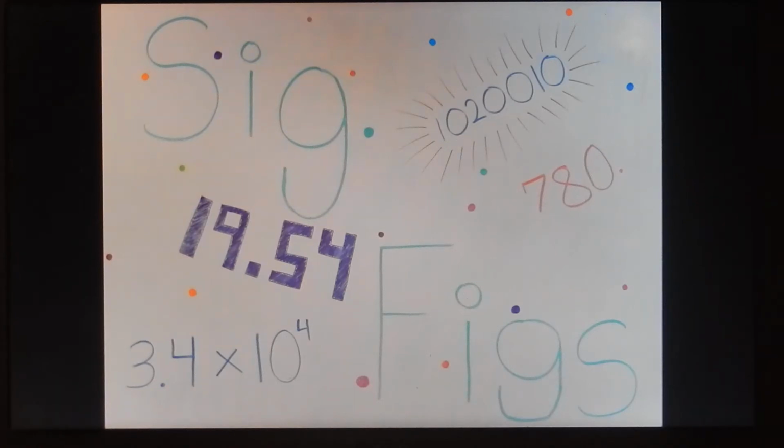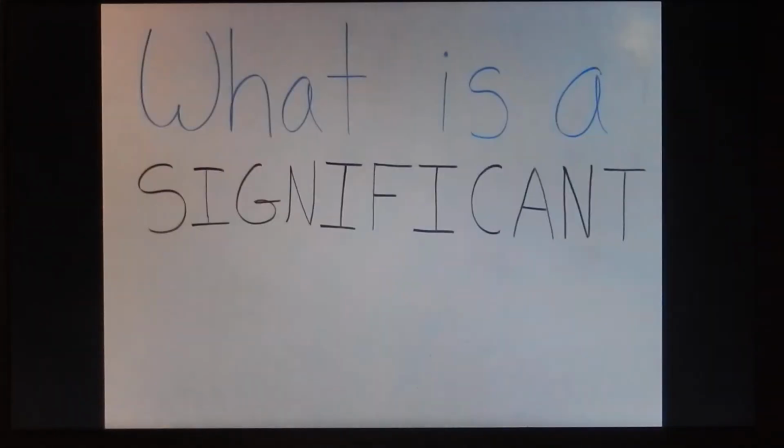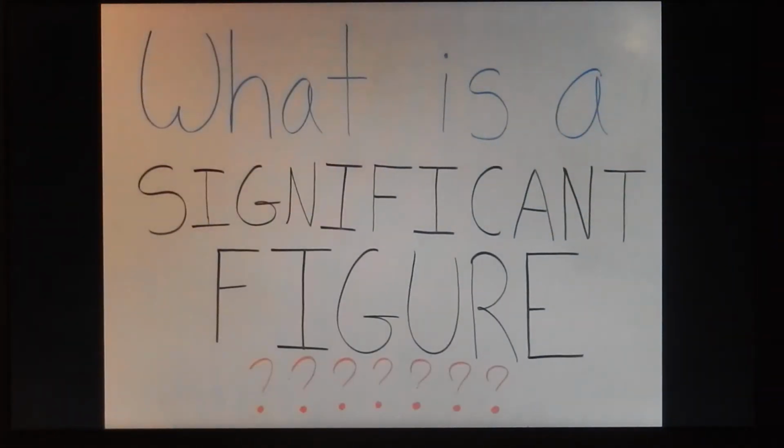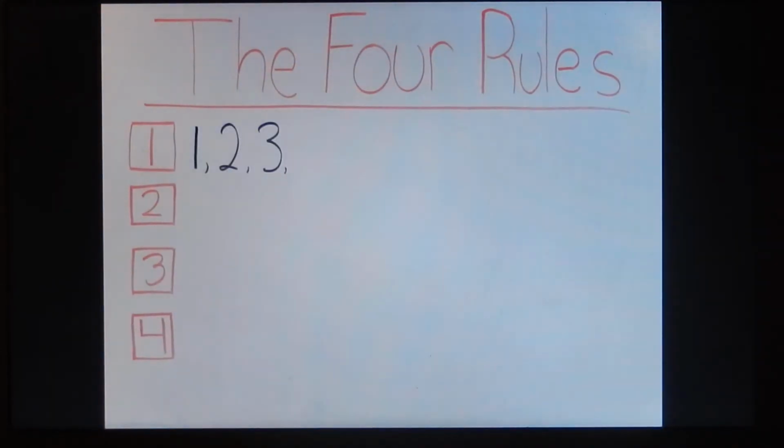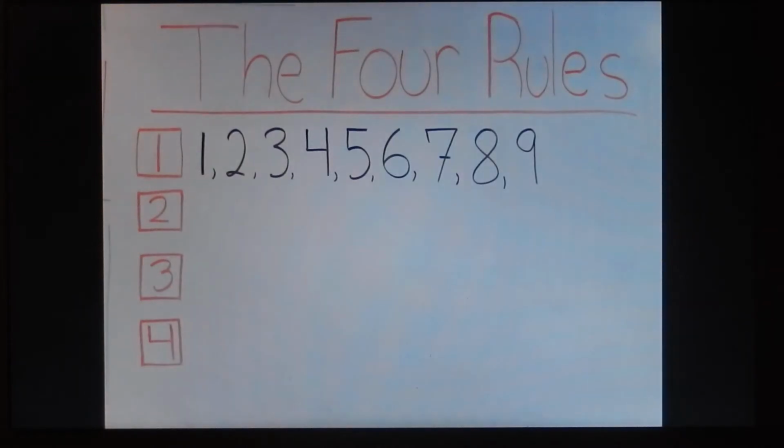also known as significant figures. Teachers love them, students hate them. What is a significant figure? Significant figures give an idea of the accuracy of a number. The 4 rules. Rule 1. Non-zero numbers 1 through 9 are always significant.